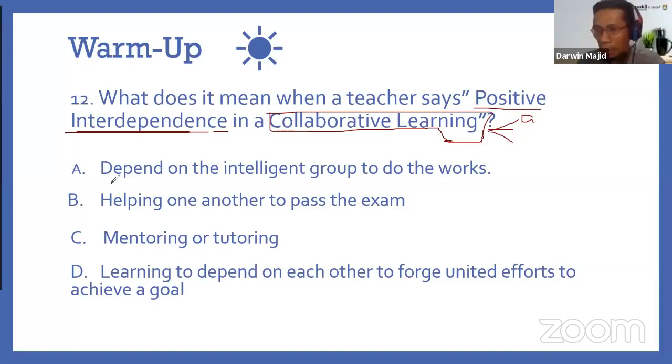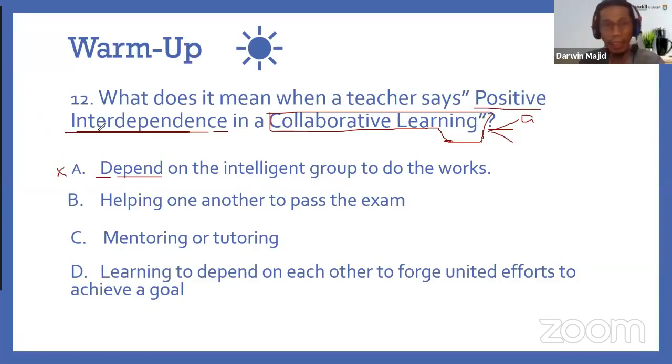Okay. Depend on the intelligent group to do works. Is that positive? Letter C. Okay, that is negative. Remove. Kasi that is negative. And this is what is happening, di ba? In collaborative learning. Pag merong medyo matalino, ikaw na. Ikaw na lahat, di ba? Puro siya na. Okay. So you all of you will get the score, pero doon sa side mo, doon sa individualized development, meron ba? Wala.